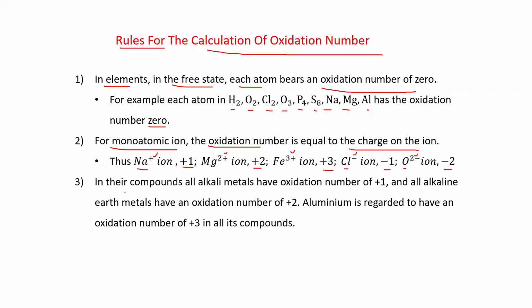In their compounds, alkali metals have an oxidation number of +1, and all alkaline earth metals have an oxidation number of +2. Simply, alkali metals means group 1 elements and alkaline earth metals means group 2 elements. If these elements are present in a compound, the oxidation number of the alkali metal will be considered +1, and that of the alkaline earth metal will be +2. Aluminium is regarded to have an oxidation number of +3 in all its compounds.